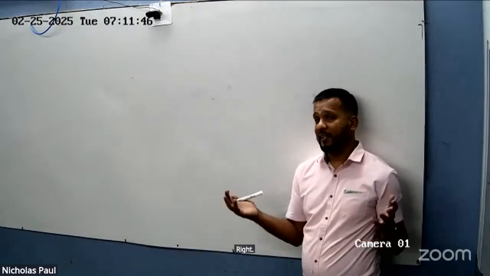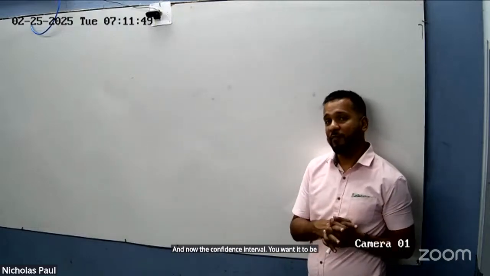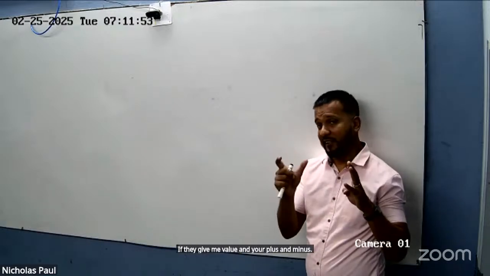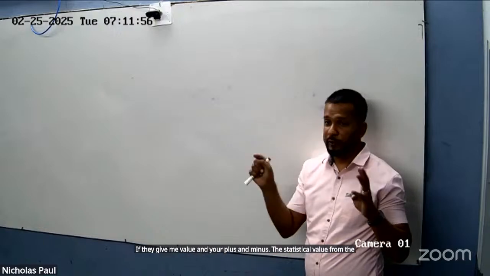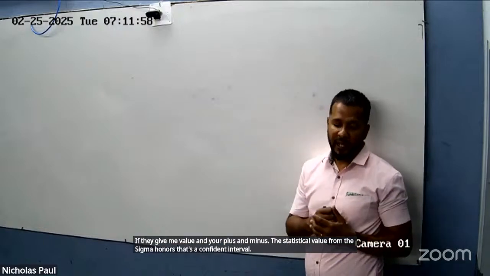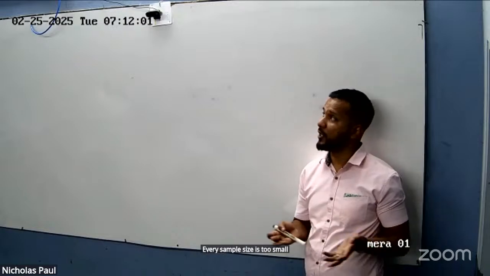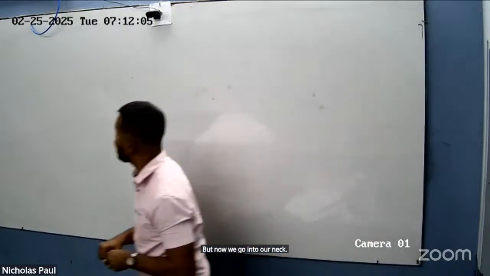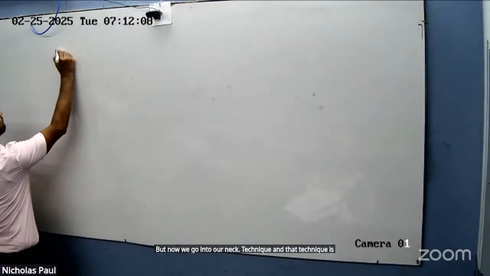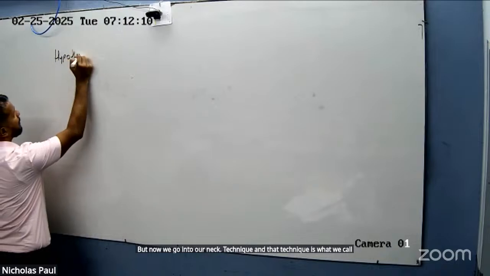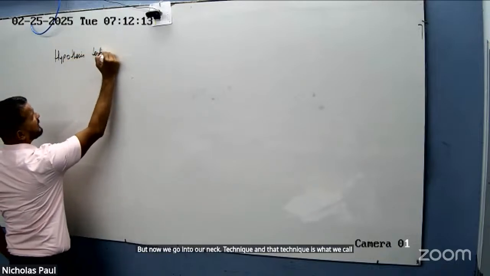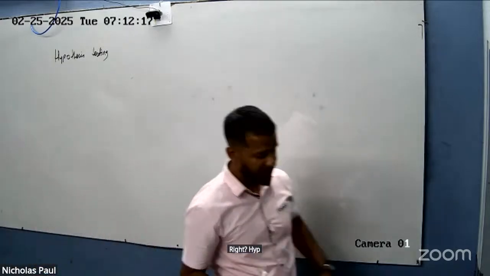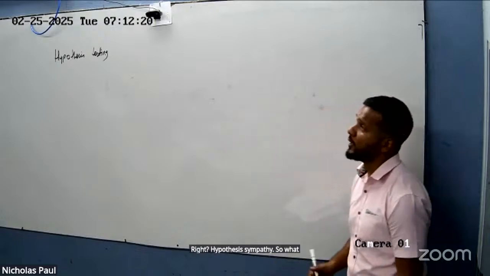And now the confidence interval. So you want to be 95% confident. You take a mean value and you plus and minus the statistical value times sigma over root n. That's the confidence interval. If the sample size is too small, it's a t-distribution and so on, right? But now we go into our next technique. This is the only thing that's a little bit challenging in this unit: hypothesis testing.